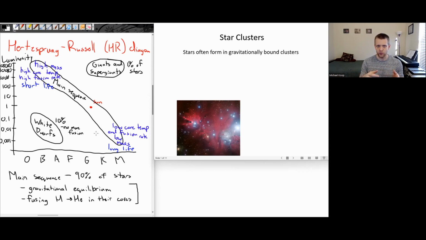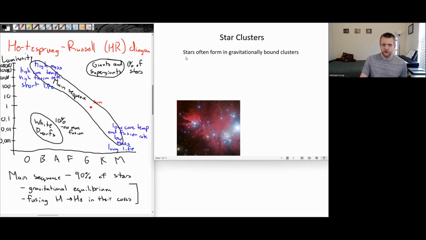I mentioned how we do use computer simulations to try to model the interior of stars, to try to predict how long they would last. But we also would really like to have some observational evidence to talk about this. And this is where star clusters come in very handy.